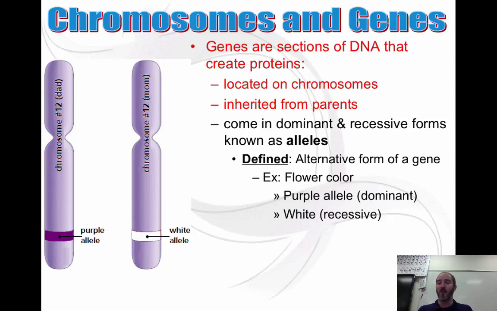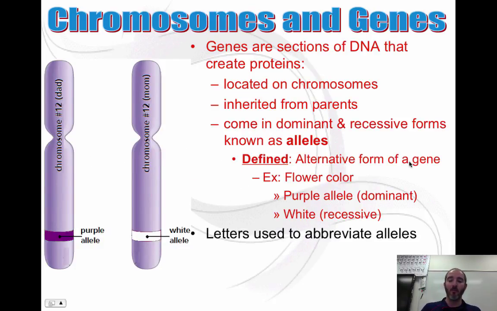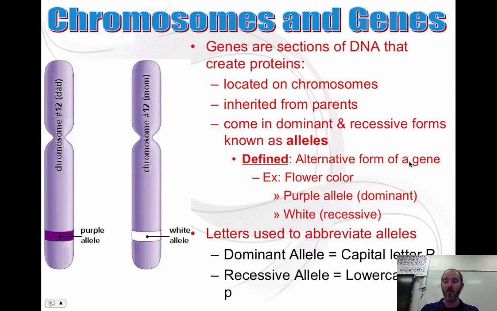And by definition, an allele is kind of like an alternative form of a gene. So in the image here, we have a chromosome from dad and a chromosome from mom, and say that would be the locus of the flower color gene or allele. And we can see that dad's providing a purple allele, the dominant form of it, and the mother is providing the recessive in this case for this individual. And so we use letters then to abbreviate the alleles. In this case, we use the capital letter P for the dominant and lowercase letter p for the recessive.